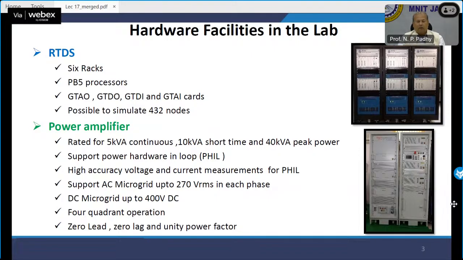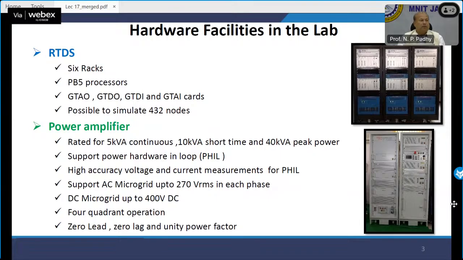Then we have a power amplifier. This was a really interesting device. It is one power amplifier of 5 kVA continuous, which means you can connect a hardware device of 5 kVA and operate continuously. If you do it for a short time, maybe a couple of minutes, then you can go with 10 kVA. And if you want it only for a few minutes, even less than that, you can go up to a maximum of 40 kVA. There is a spike, and it will tolerate up to 40 kVA.